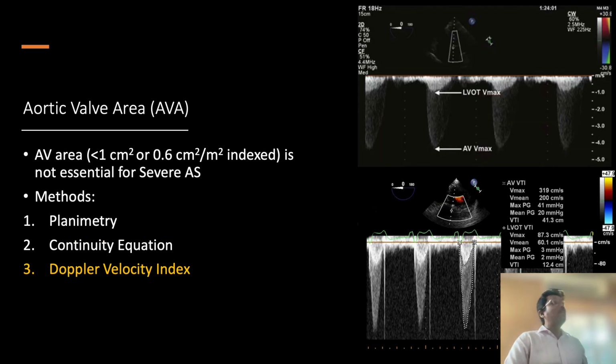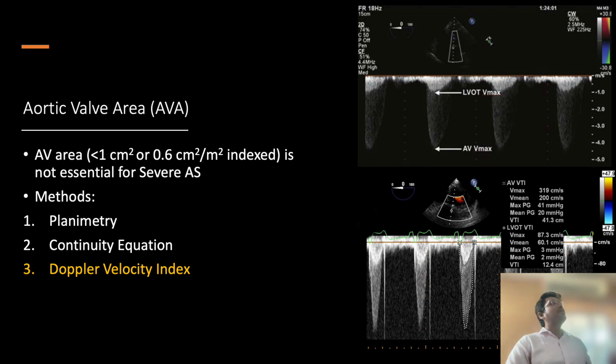The third method is the Doppler velocity index, where we can only grade whether the patient has severe AS or not. Here we can take two methods: the simplified Doppler velocity index, that is LVOT Vmax and AV Vmax, or we can delineate the entire VTI, so LVOT VTI and aortic valve VTI.